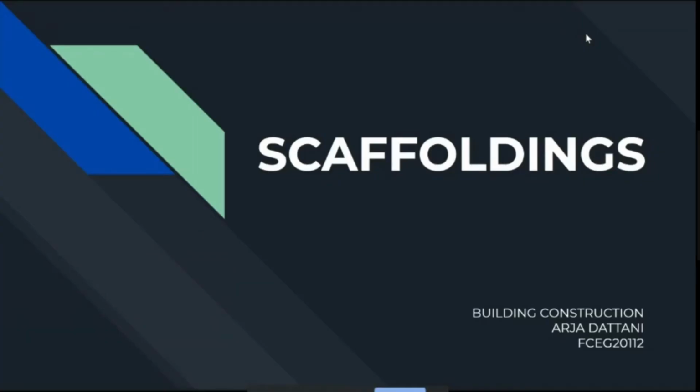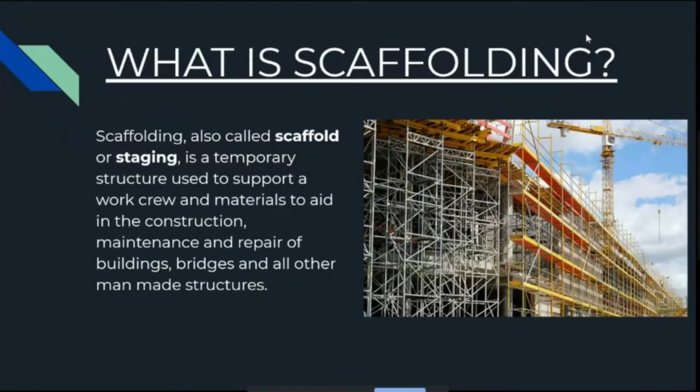What is scaffolding, the functional requirements of scaffolds, the components of scaffold, and the types of scaffold and the details of them. So, what is scaffolding? Scaffolding can be also known as scaffold or staging, and it is used to support the workers and the raw materials to help in the construction, maintenance, repair of any man-made structure.